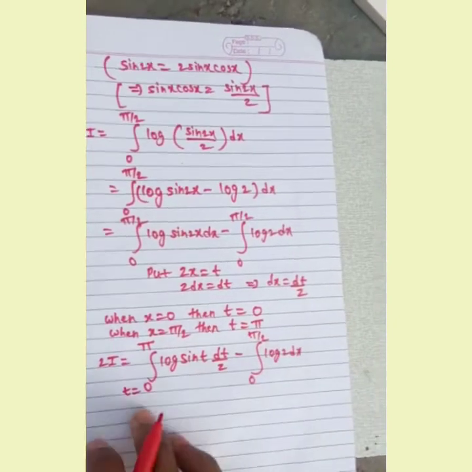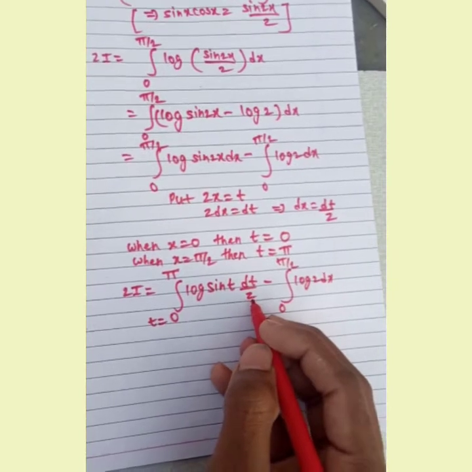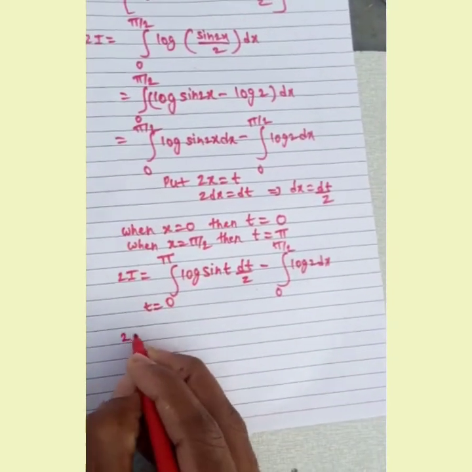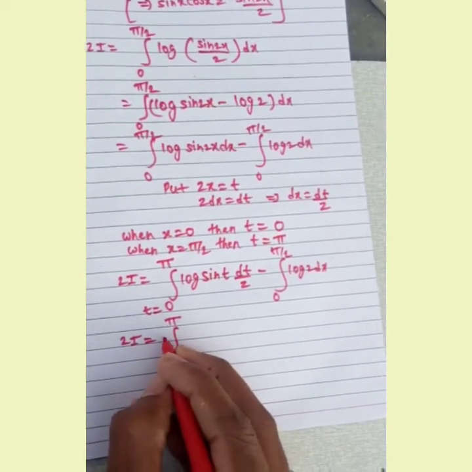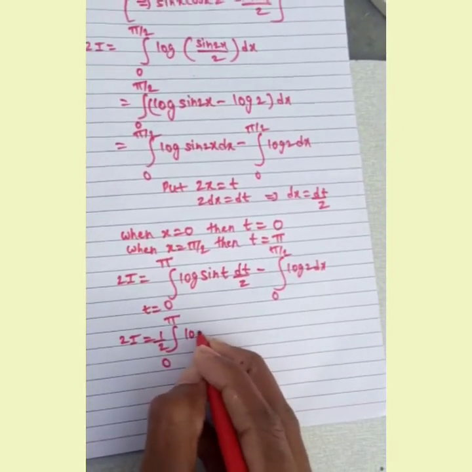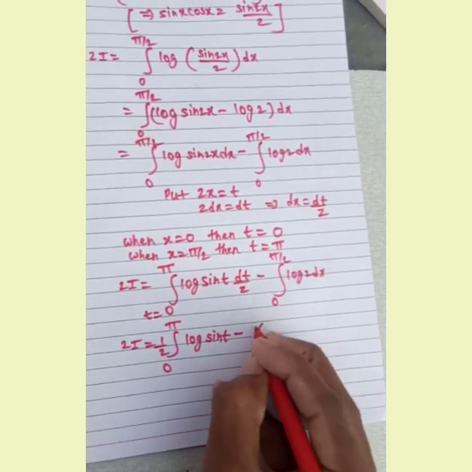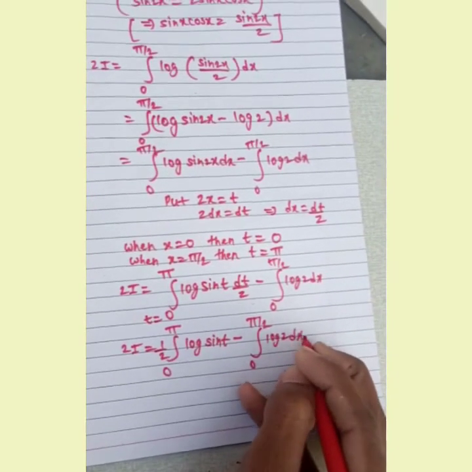Now in the next step, this 1 by 2, which is a constant, we will take out of the integral. So 2I equals integration from 0 to pi of log sin t minus integration from 0 to pi by 2 of log 2 dx.